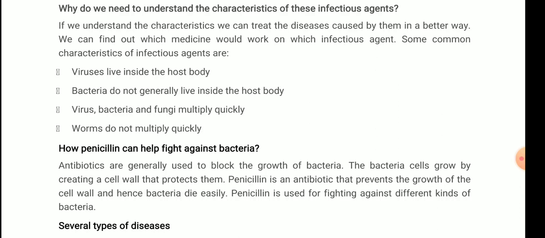So that's why they are found in the intestine or stomach, etc. They are also found in other places, but the majority of them are in the intestine region. Okay, so the most important question that arose was: why do we need to understand the characteristics of these infectious agents? I hope it is clear that because of the physiology they have, and the metabolic activities they perform, it is very important to know what metabolic function is carried out by them, so that we can find out which medicine would work on which infectious agent.